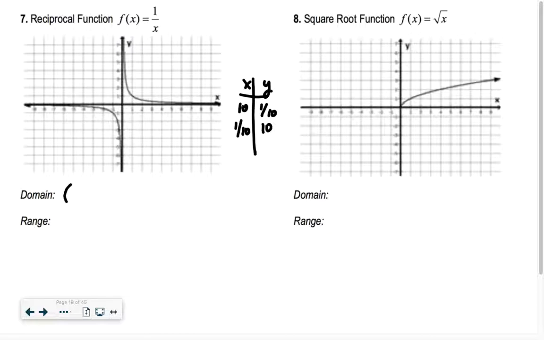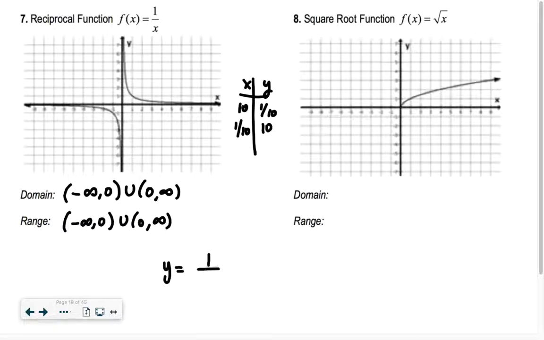Okay, so the domain, what do you guys think? What do we skip over? 0. So it's going to be negative infinity to 0, parenthesis, union 0 to infinity. And the range, same thing, negative infinity to 0, union 0 to infinity, because we skip over y equals 0 as well. Yeah? What functions have asymptotes? They're called rational functions, the ones that have asymptotes.